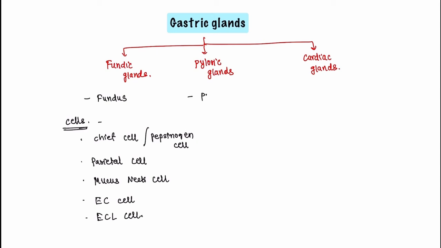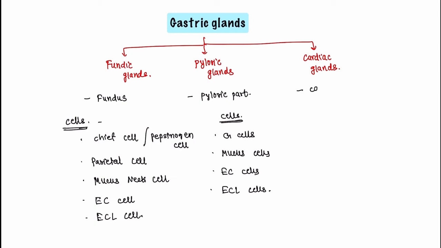Pyloric glands are present in the pyloric part of stomach. And which types of cells are present in pyloric glands? It has G cells, mucous cells, enterochromaffin cells, and enterochromaffin-like cells. Cardiac glands are present in the cardiac part of stomach. And cells are enterochromaffin cells, enterochromaffin-like cells, mucous cells, and chief cells.